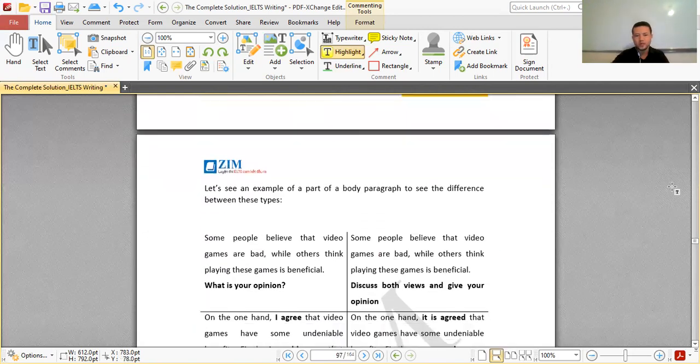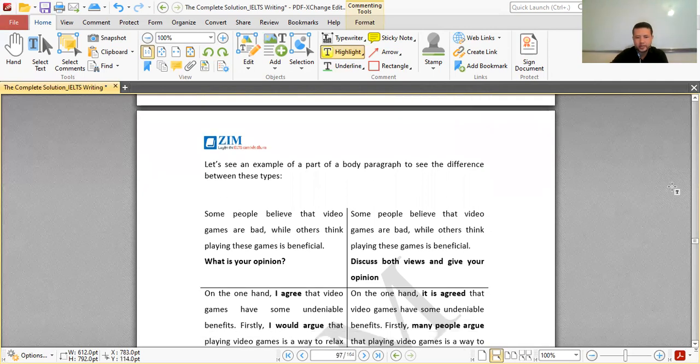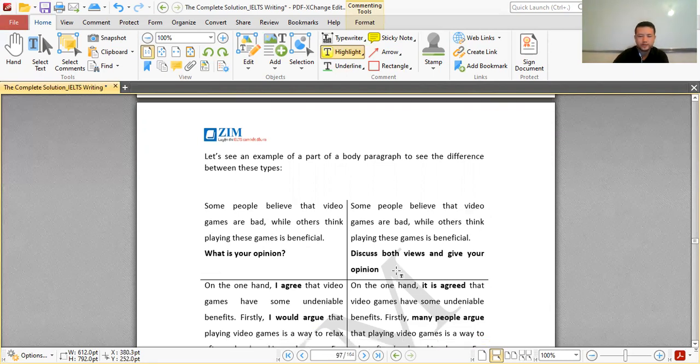Next part. Let's see an example of part of a body paragraph to see the difference between a balanced essay and a discussion essay. For example, the question is the same: some people believe video games are bad, while others think playing these games is beneficial. So you can see the same topic, but the question is different. What is your opinion, or do you agree or disagree? This is a balanced essay, guys. Next one is discuss both sides and give your opinion. This is a discussion, opinion essay, guys. So let's look at the difference.